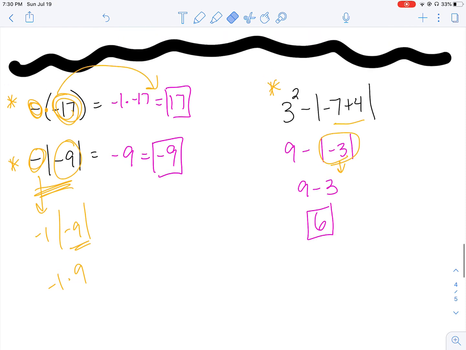All right, so I wanted to show you those examples just to show you that two negatives can break through parentheses and make a positive, but two negatives cannot break through bars. You have to make sure that you do the absolute value first before applying that second negative. It makes a huge difference.